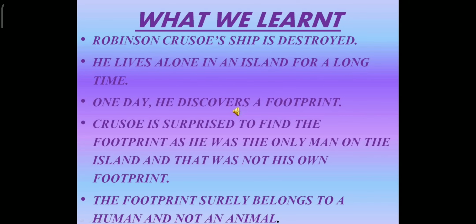Now that we have discussed the questions as well as the first part of the chapter, let us have a quick recap of what we have already learned. The first one is Robinson Crusoe's ship is destroyed. And what is the word for this? It is shipwreck. He lives alone on an island for a long time. Yes. One day he discovers a footprint. Crusoe is surprised to find the footprint as he was the only man on the island and that was not his own footprint. And the last point that we discussed is that the footprint surely belongs to a human and not an animal.